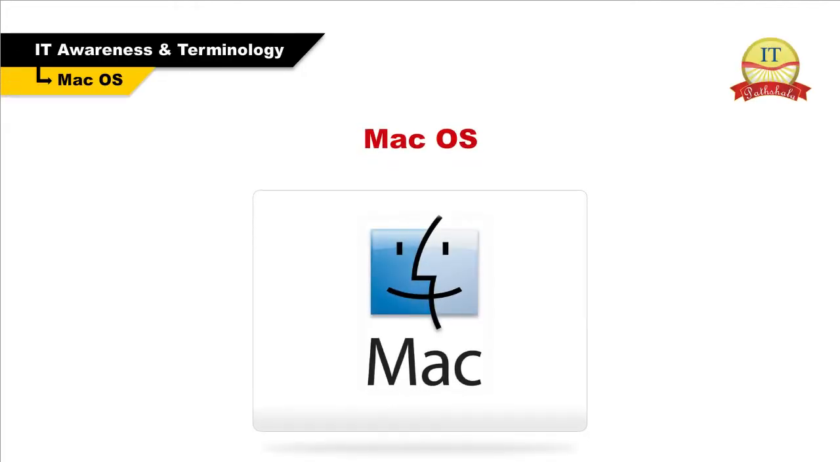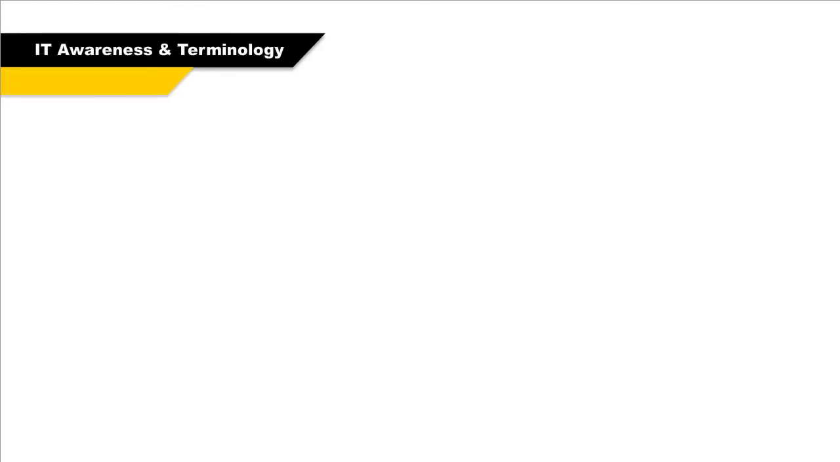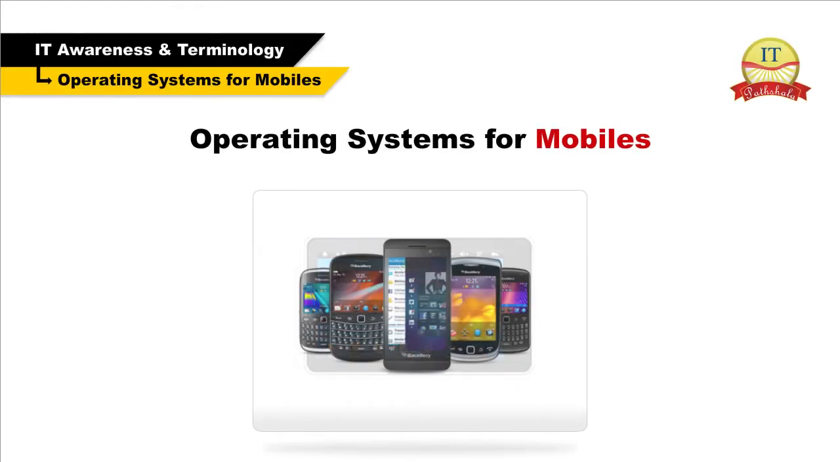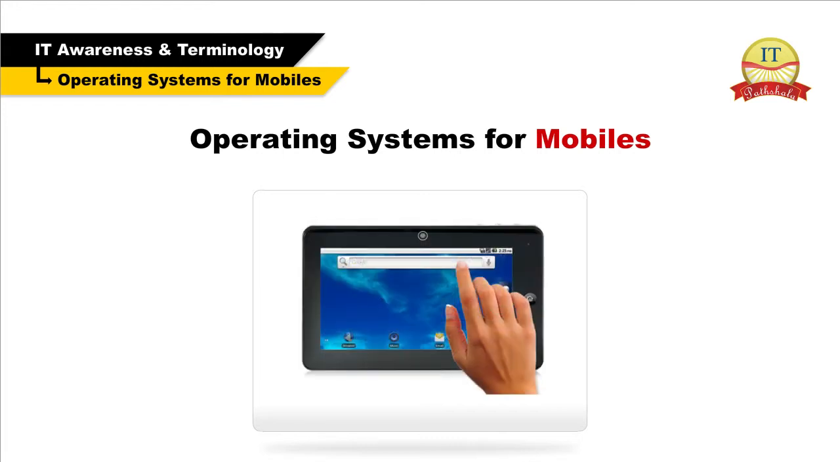Mac OS is a series of operating systems developed by Apple Inc. for their Macintosh line of computer systems. Mobile devices such as tablets and smartphones also include operating systems that can run third-party applications. These operating systems are developed specifically for portable devices and therefore are designed around touchscreen input.